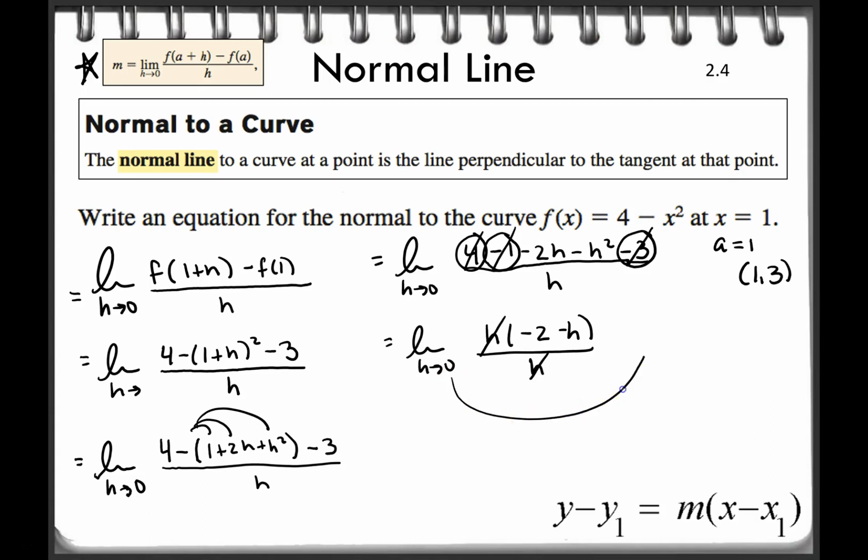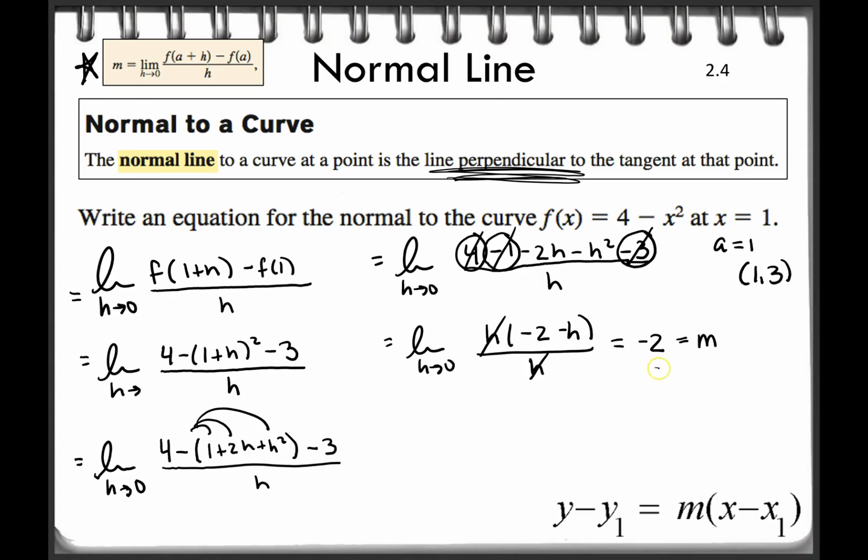And now all we're left with is plugging that 0 in for h, and we're just left with a negative 2. So that's our slope of our tangent line. But actually, I want the slope that is perpendicular to that. So you've got to remember Missy Elliott in her perpendicular line song. She says, put your thing down, flip it and reverse it.